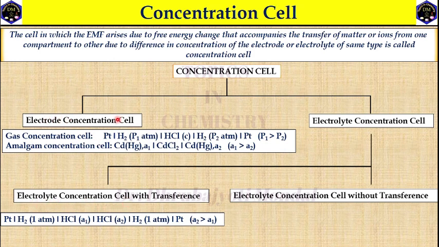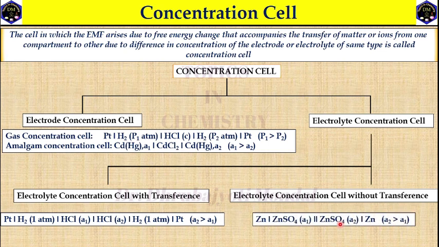But if you consider here the gas concentration cell, electrode concentration cell, here the pressure of the electrodes are different, but the electrolyte concentration are same. So here you can see the concentration of the electrolytes are different. Now consider what is the example of electrolyte concentration cell without transference.